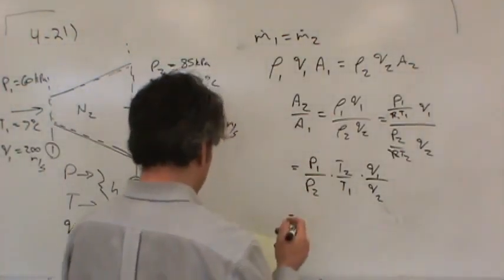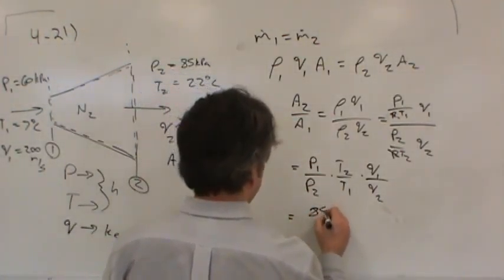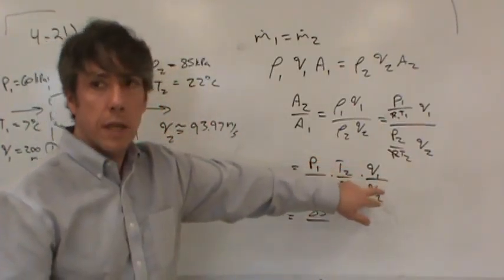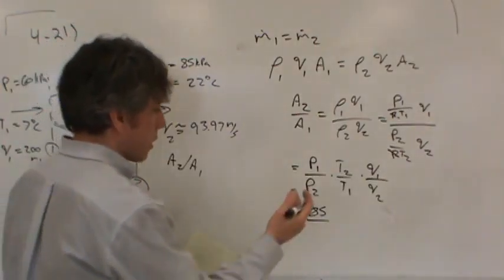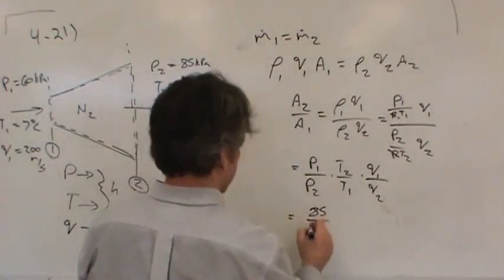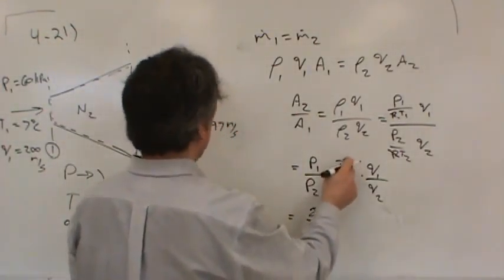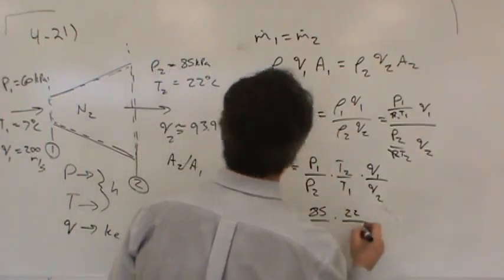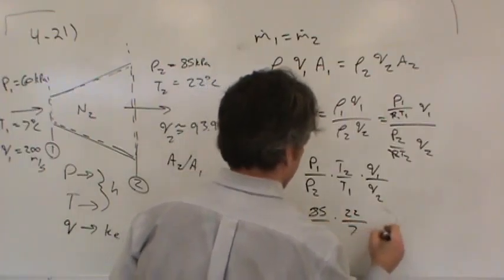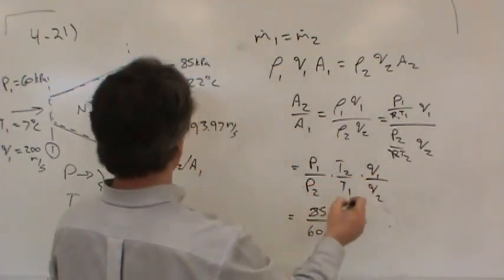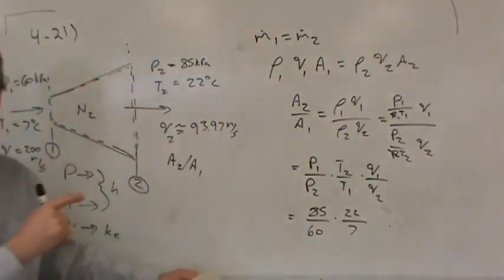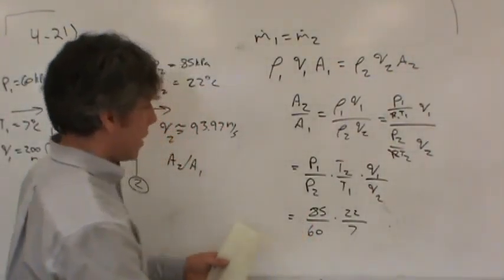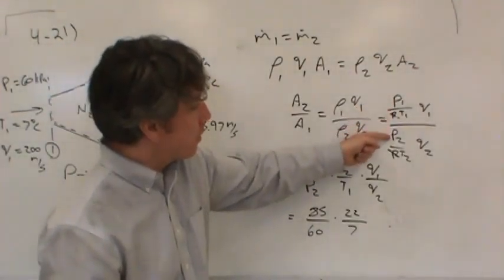Let's see, P1, no problem, that's 85 kilopascals. I'm not gonna put in the units, you can see that all the units are gonna cancel, right? So as long as I'm consistent, I should be okay. 85 kilopascals over 60. The temperature at the exit is 22. The temperature at the entrance is 7. And the velocities, let's see, P1 over P2? It's P1 over P2, that's actually correct.